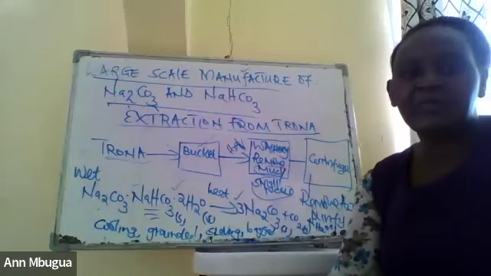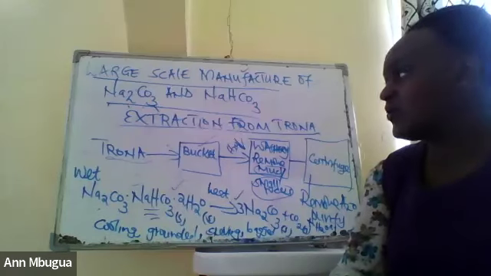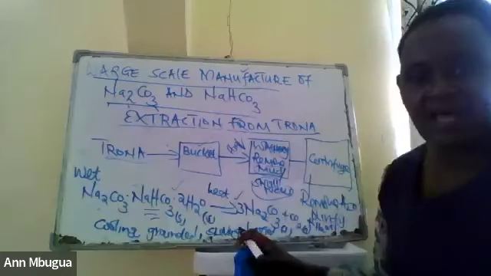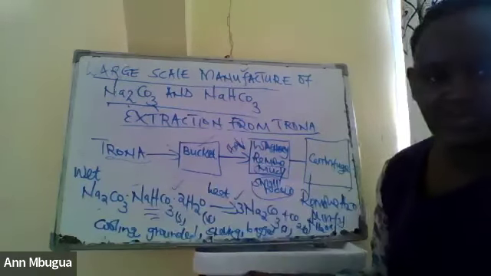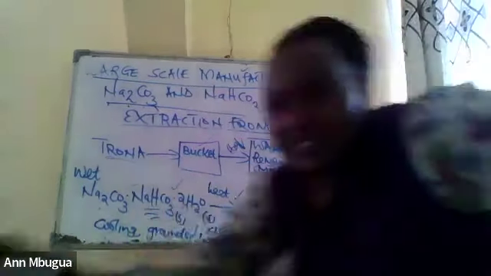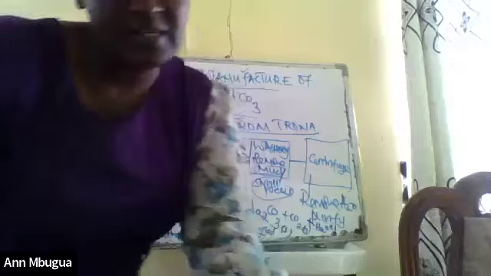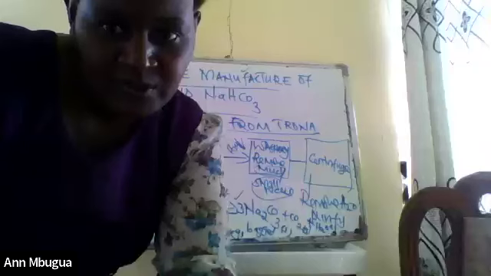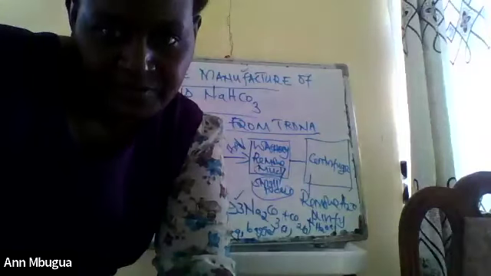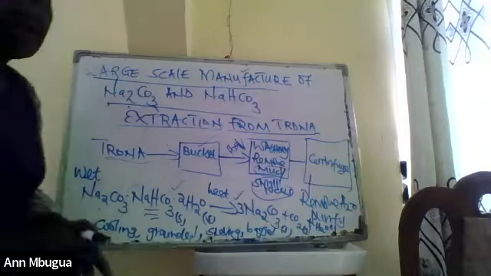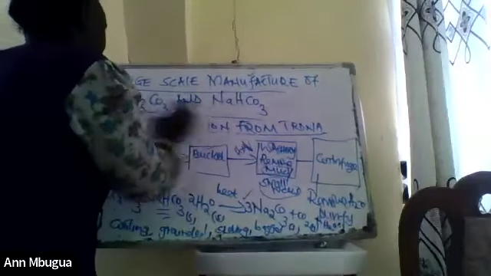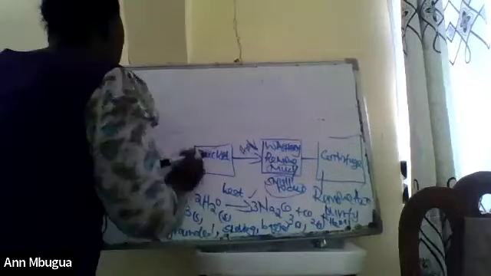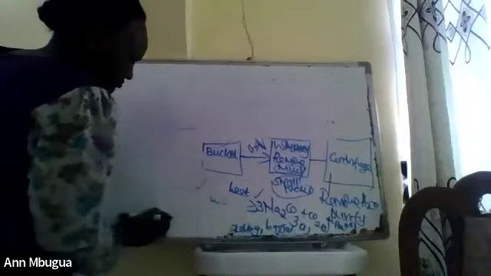Thank you. We continue with the second method of manufacturing sodium carbonate in large quantities. This method is known as the Solvay process. We are going to look at it in detail. The Solvay process is our next topic.